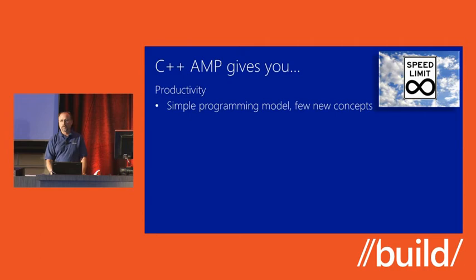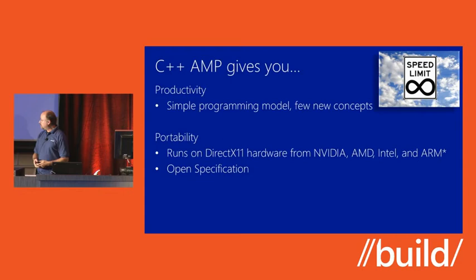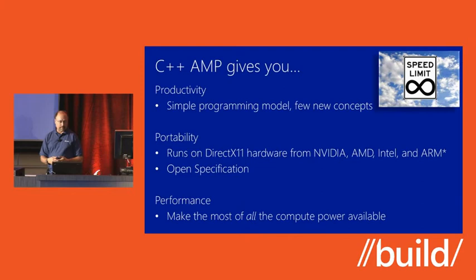We give that performance to you with portability, because we build on top of DirectX 11. And if you have DirectX 11 capable hardware from NVIDIA, AMD, Intel, and soon ARM, it'll just run there. C++ AMP is also published as an open specification. And that means that we actually encourage other vendors, people who produce C++ compilers, to produce a C++ AMP implementation. And we're very hopeful that they'll start doing that. And finally, of course, you get performance. As I showed in my demo, it's the one thing now in C++ where you can exploit all the performance that's available to you in your hardware.